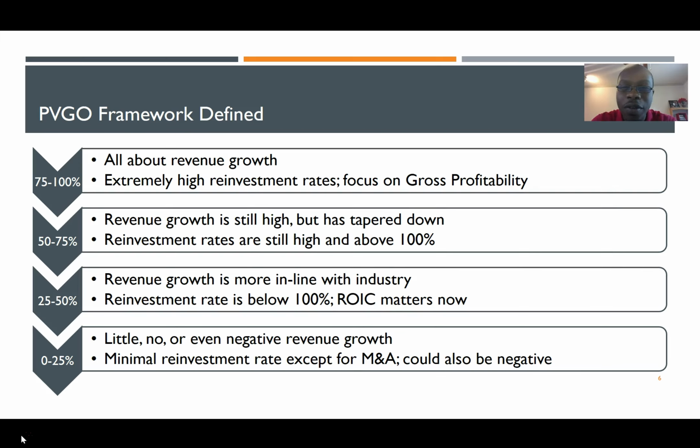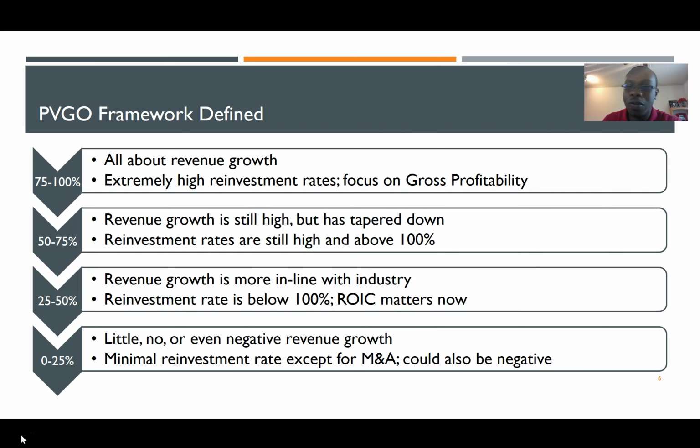Revenue growth is more in line with the industry, so you don't have revenue growth to lean on anymore. Now it's, how profitable are you? And this is where I see Starbucks, maybe Google, at. They still have really good revenue growth, but it's all about how profitable they are. They have a lot of investments in the ground, so what's your return on those investments?